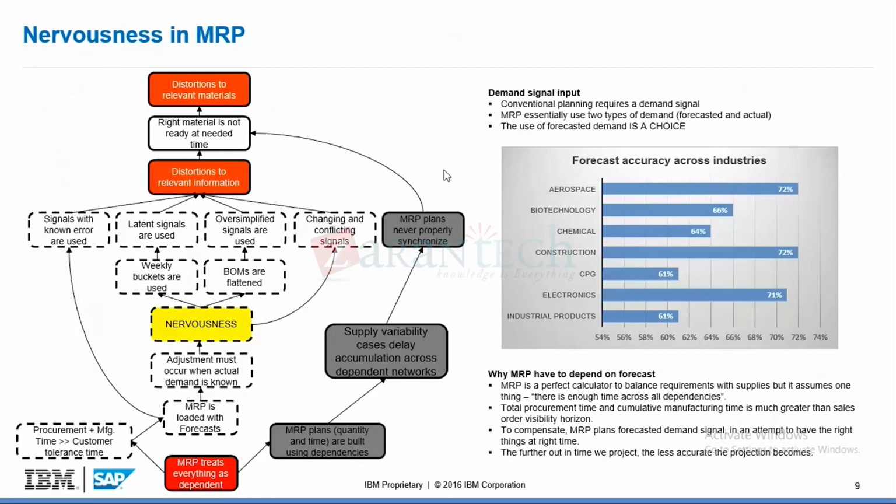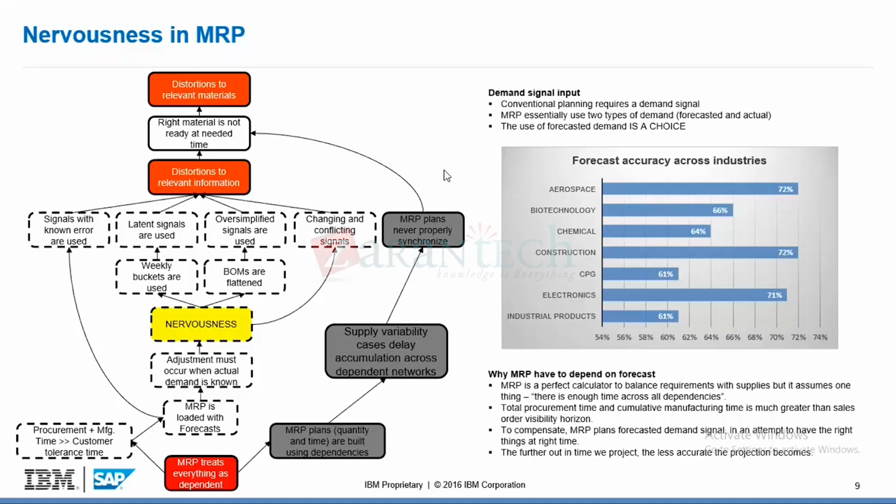So conventional planning requires a demand signal to trigger MRP. MRP essentially uses two types of demand: one is actual, maybe from a sales order or customer, and another is forecasted, maybe a PIR or customer requirement. Use of forecast demand is a choice. So why does MRP have to depend on a forecast?